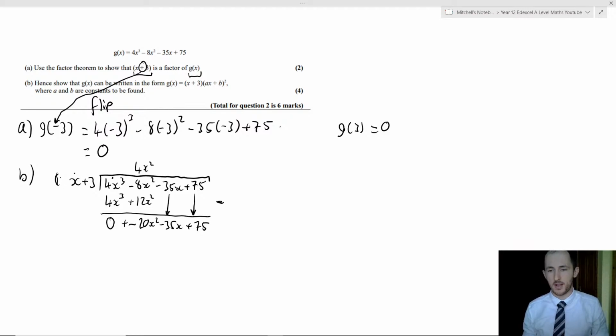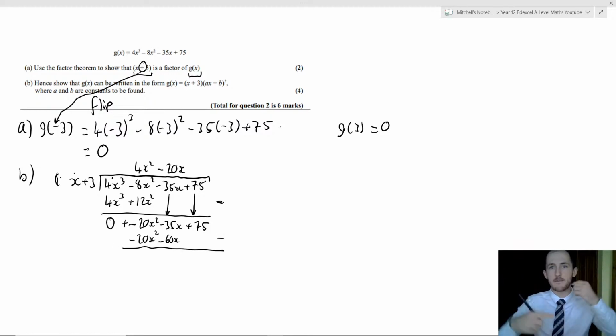Next step, we take the first thing in our new line and we divide it by the first thing in the divisor. So minus 20x squared divided by x, which is minus 20x. Okay, now we times it by the divisor again. Minus 20x times x is minus 20x squared. And once again, these first two things should always be the same. Then we do minus 20x times 3, which is minus 60x. Okay, once again, all we do is subtract.